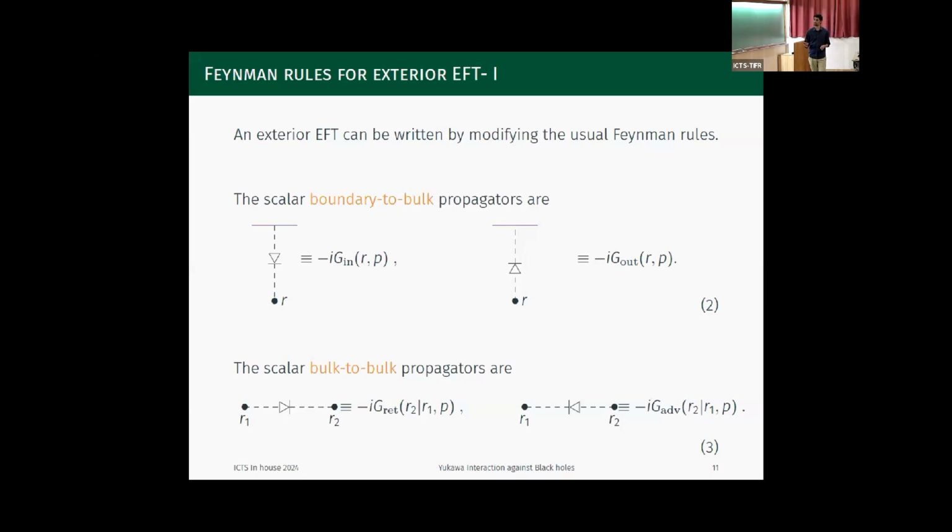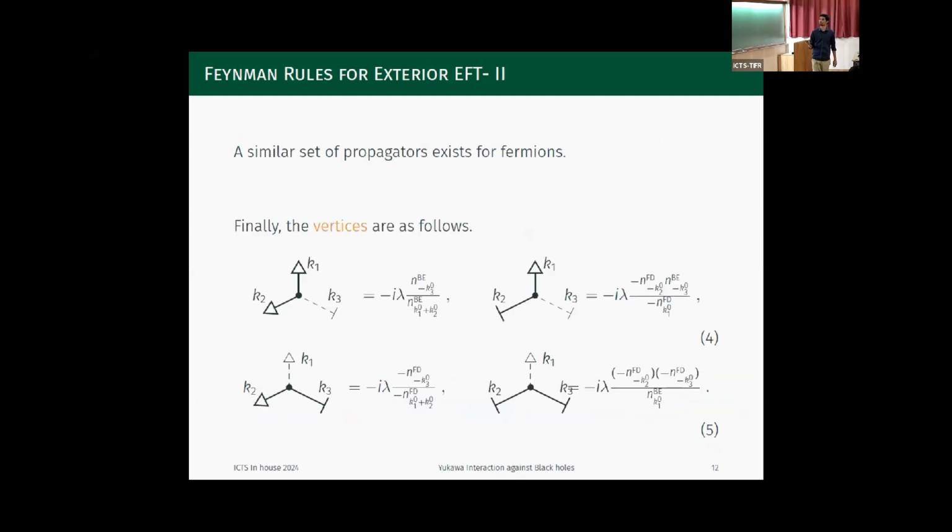And there are internal legs. The internal legs join one bulk point to another bulk point. And again, I have divided these internal legs into 2 parts. One is the retarded propagator, the other is the advanced propagator, and the triangle direction is a convention over here. Now, these are just for scalars. You can write down the same thing for fermions also. For fermions, we will again have the ingoing and outgoing propagators and the retarded and advanced propagators. So a similar set of lines should exist for the fermions also, but I'm not going to write them down because they are very similar to these.